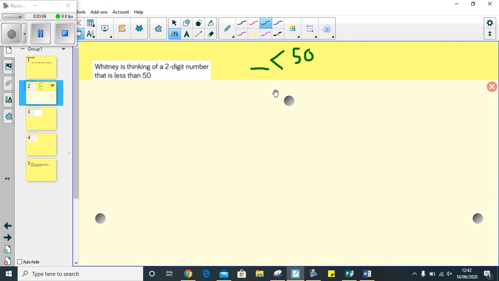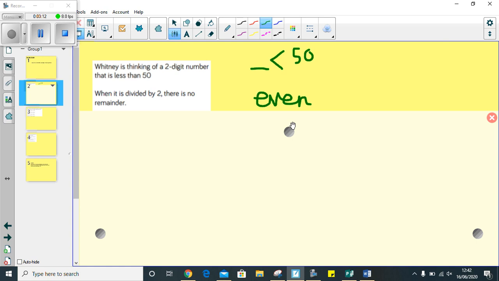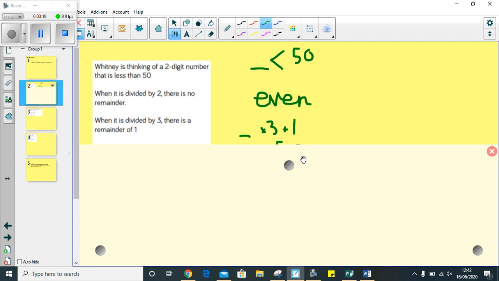Right, so that helps a little bit. That splits it down to any number below 50, so that'll help me. Right, then I know that it must be even. So that halves all the numbers below 50. Right, and then if I times it by 3, I've got to add 1 on. So let's think about all the numbers that I could have with that.